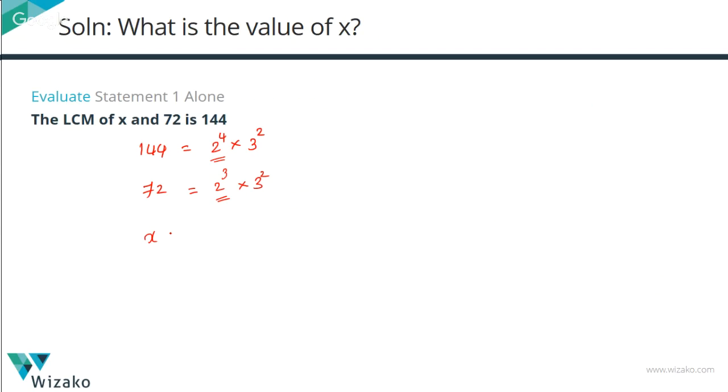So what should have brought the 2 power 4 to the LCM? X should have brought the 2 power 4 to the LCM. So X should be at least 16. Can it be anything else? Is 16 the only value possible for it? Can be a 16, certainly yes. What if it is 16 into 3?